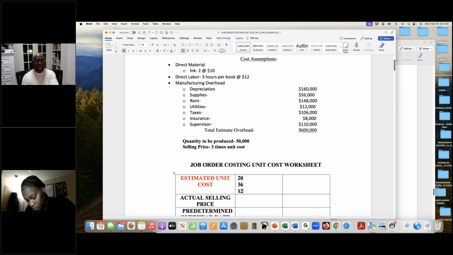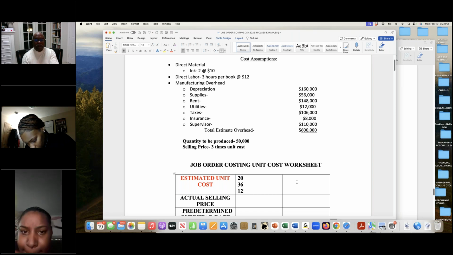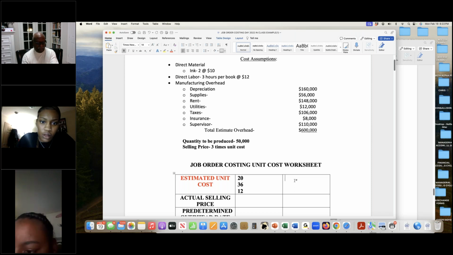And now we're going to add these three costs together: 20 for the ink, 36 for the labor, and 12 for the manufacturing overhead. So when we add those three costs together, how much do we get? 68. Any questions on how we did that?